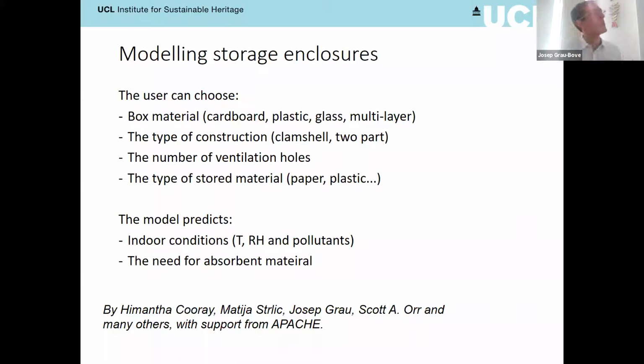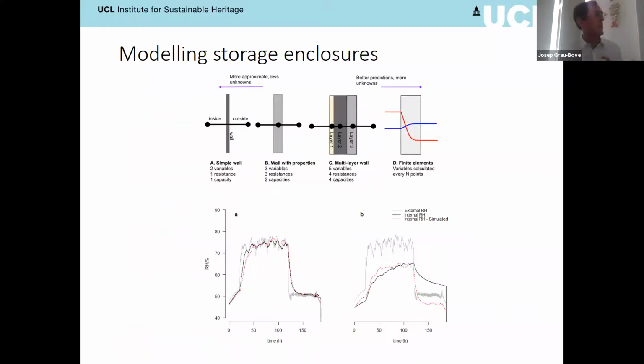I'm not going to show how this works because it's not online yet by any means. We've been working on this for a little less than a year now, but that's the type of results that it gives. You can select different types of walls, multi-layer, single layer, and so on. And then it produces plots of environmental conditions inside as a function of environmental conditions outside. Straightforward results, but there's a lot of science behind making this work well.